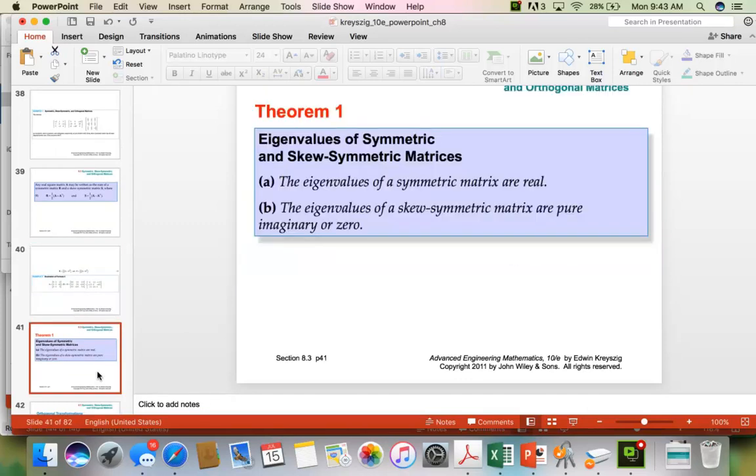All right, so now looking at a couple of theorems. First of all, the eigenvalues of a symmetric matrix are always real, and the eigenvalues of a skew-symmetric matrix are pure imaginary or zero.